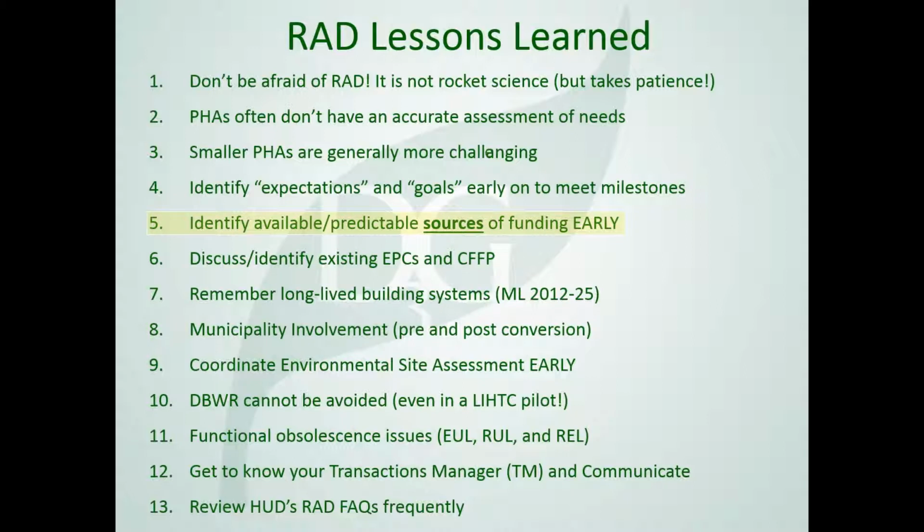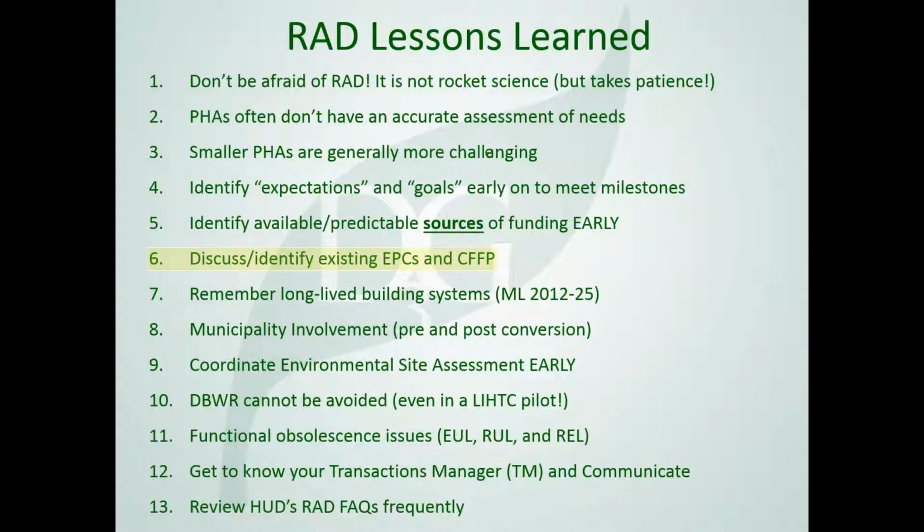Number 5, very important: identify any available and predictable sources of financing early on. The reason we put this in there is because certain financial sources can have their own capital needs. So identify any sources you have, whether they be HOME funds, Federal Home Loan Bank funds, tax credit funds, or municipal bank funds. All those may have needs of their own that a needs assessor should be aware of.